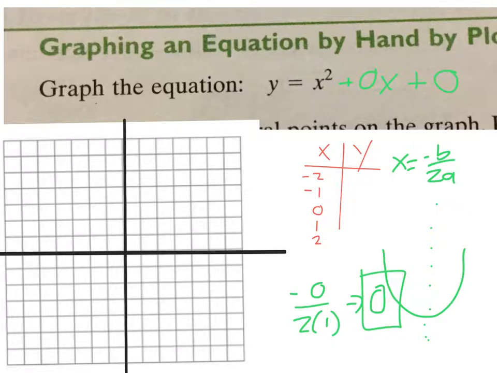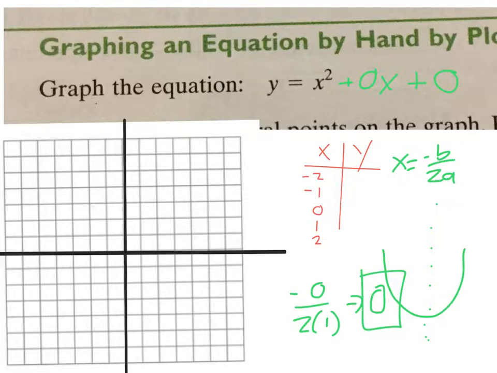Since 0 is my axis of symmetry, then I want 0 to be the middle digit that I plug in. Okay? So I'm going to pick some values that are less than 0, like -1, -2, and I'm going to pick some that are greater than 0, 1 and 2. And I put that 0 in the middle because it is the axis of symmetry. Okay, so let's plug in.